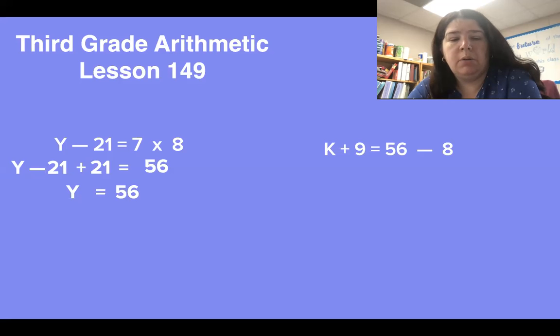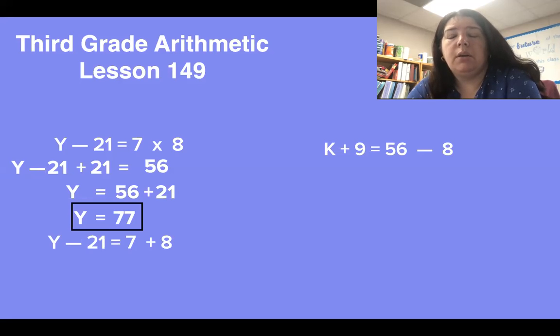So we have y equals 56 plus 21. When we add 21 plus 56, we get 77. We box that answer and we check. We rewrite the problem. Y take away 21 equals 7 times 8. That should be a multiplication sign. I apologize for that. 7 times 8.